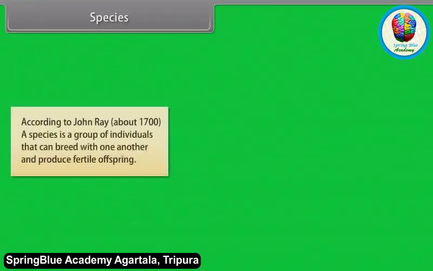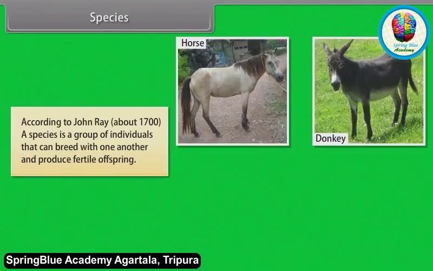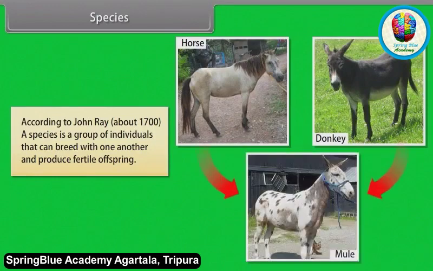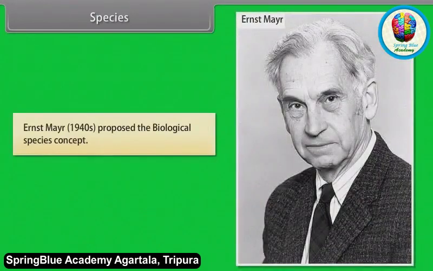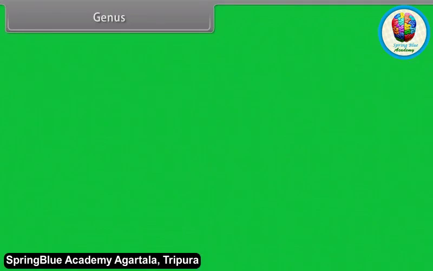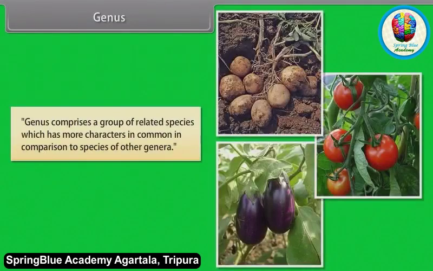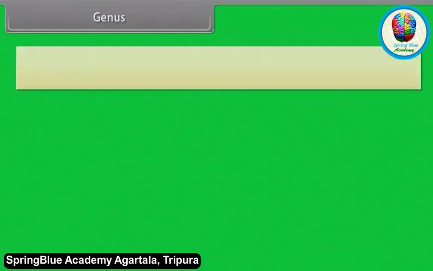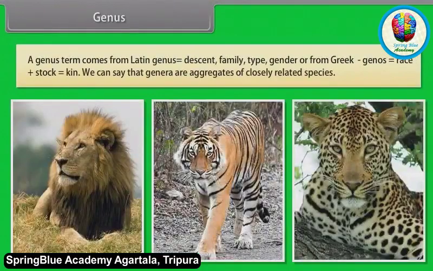Species. According to John Ray, about 1700, a species is a group of individuals that can breed with one another and produce fertile offspring. Ernst Mayr, 1940s, proposed the biological species concept. Genus. A genus comprises a group of related species which has more characters in common in comparison to species of other genera. The term genus comes from Latin genus, descent, family, type, gender, or from Greek genos, race, plus stock, which is kin. We can say that genera are aggregates of closely related species.